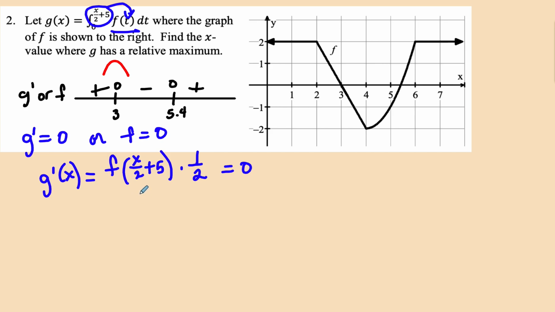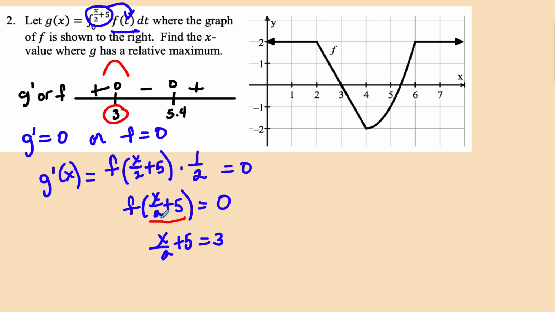I'm going to multiply both sides by 2, so this is going to be f of x over 2 plus 5 equals 0. We want to force this expression to be equal to 0. And the only way this expression will be equal to 0 is if this portion right here is equal to 3. So now I want to make x over 2 plus 5 equal to 3 to force this whole thing to be 3. So x over 2 is equal to -2, and therefore x is equal to -4. If I put -4 into here, this will force all of this to become a 3, and then f of 3 will be 0. That'll force the derivative to be 0, and then I will have my relative maximum.